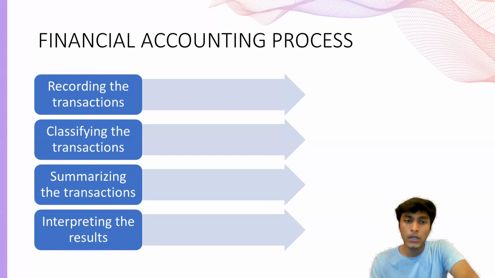Interpreting the results will be different for each particular need. For example, financial accounting for an outside party has a different need and a different purpose. At the same time, the results of financial accounting for the inner management would be different, based on the needs and demands of the inner management. So this is the holistic overview of the financial accounting process, which includes recording, classifying, summarizing, and interpreting the results based on the needs and demands of each and every stakeholder.